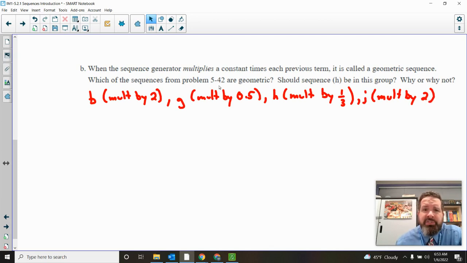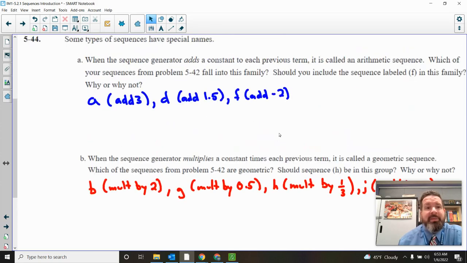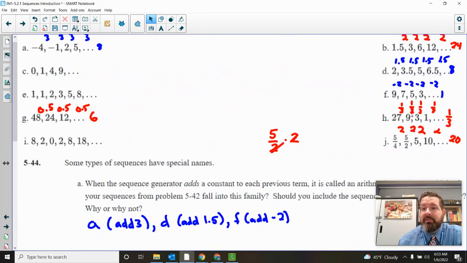Now it asks here, which are geometric? These are geometric. Should H be in the group? Yes. Notice that in both G and H, the numbers got smaller as we went, but they got smaller by the same ratio each time. That's all that matters. Whether it's a decimal, a fraction, or a whole number you're multiplying by doesn't matter. If it's the same multiplier each time, you have a geometric sequence. By the way, that number can be negative as well.